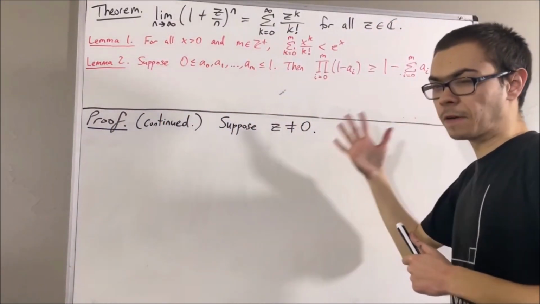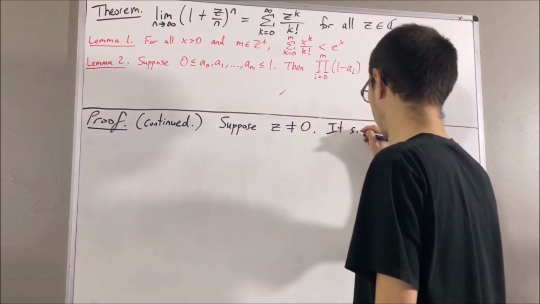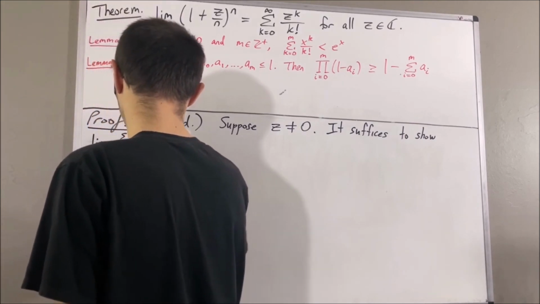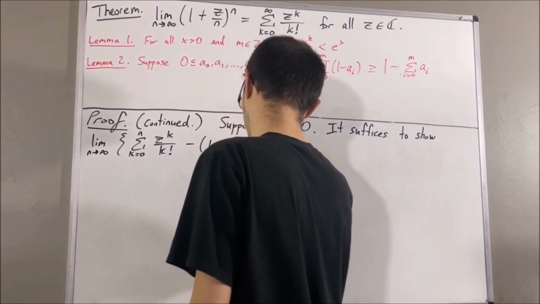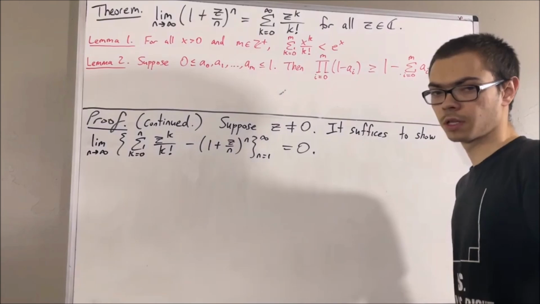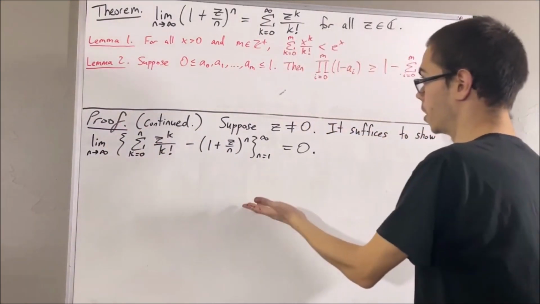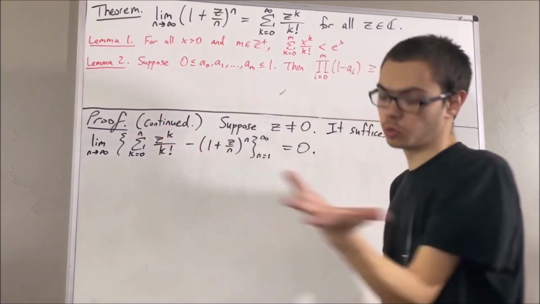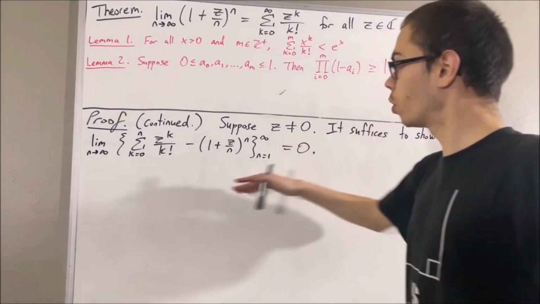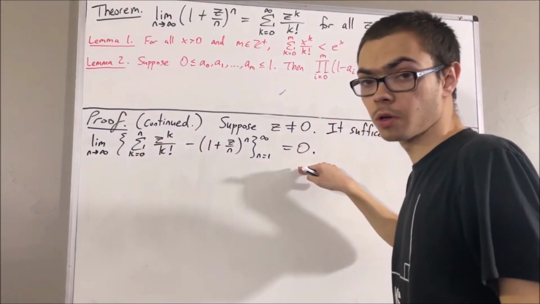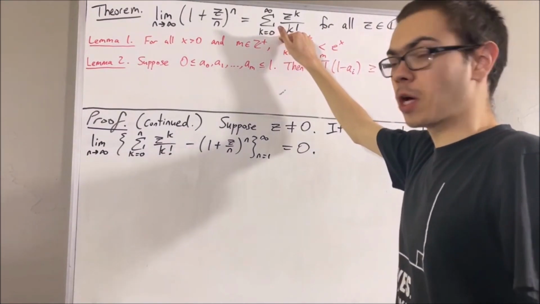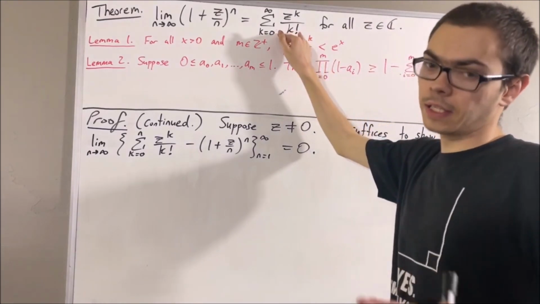Now, it suffices to show the following. It suffices to show that the limit of this sequence is equal to 0. So essentially, the limit of the difference between these two sequences. So why is this sufficient? Well, what happens if we have shown that this is true? Well, remember, we know that this infinite series converges, and the value we defined it to be is e to the power of z.